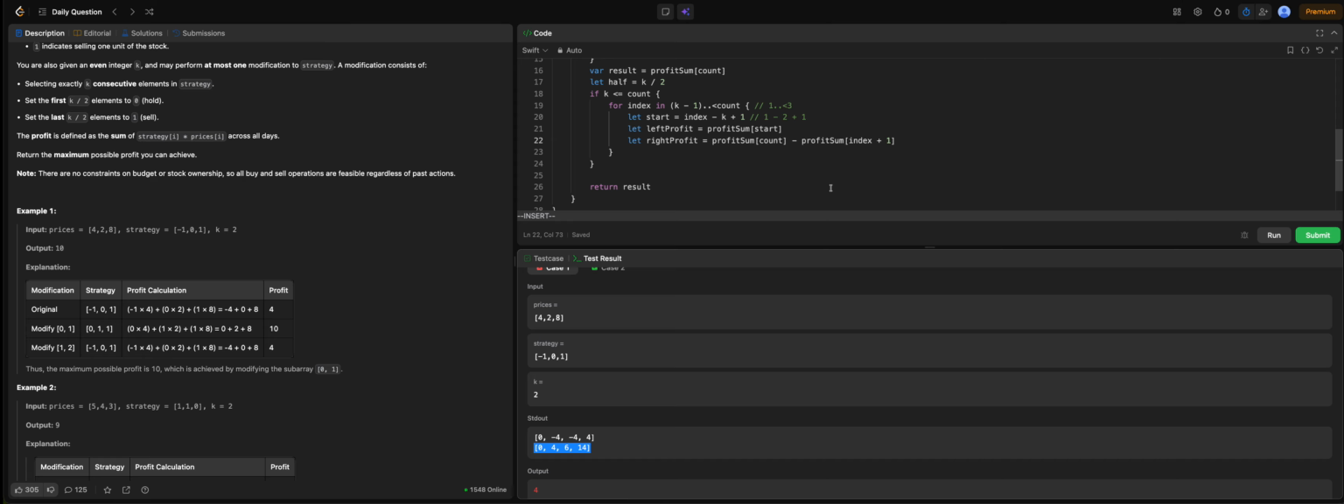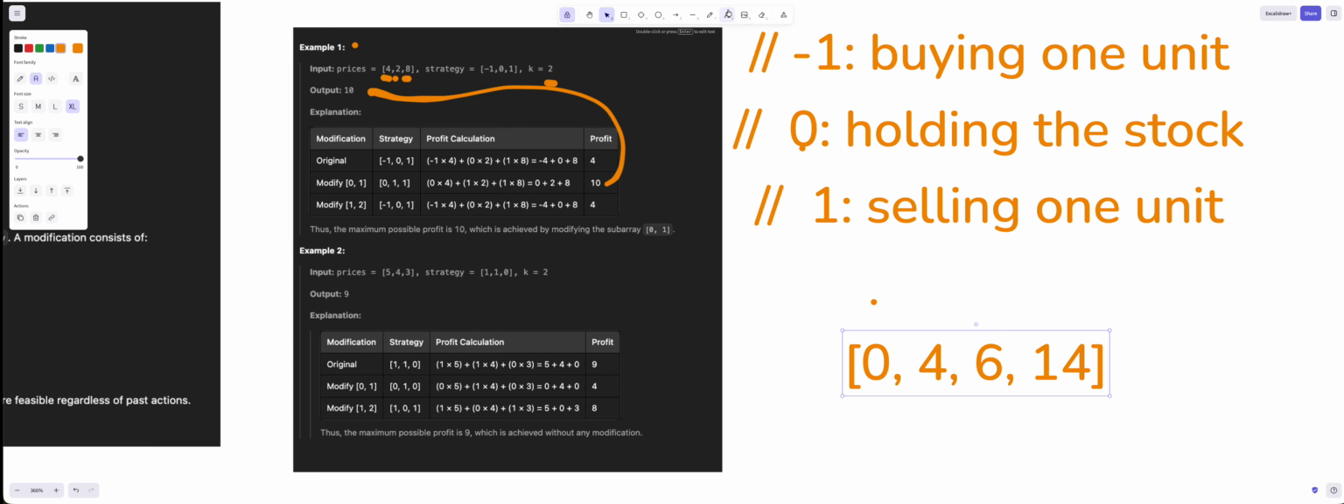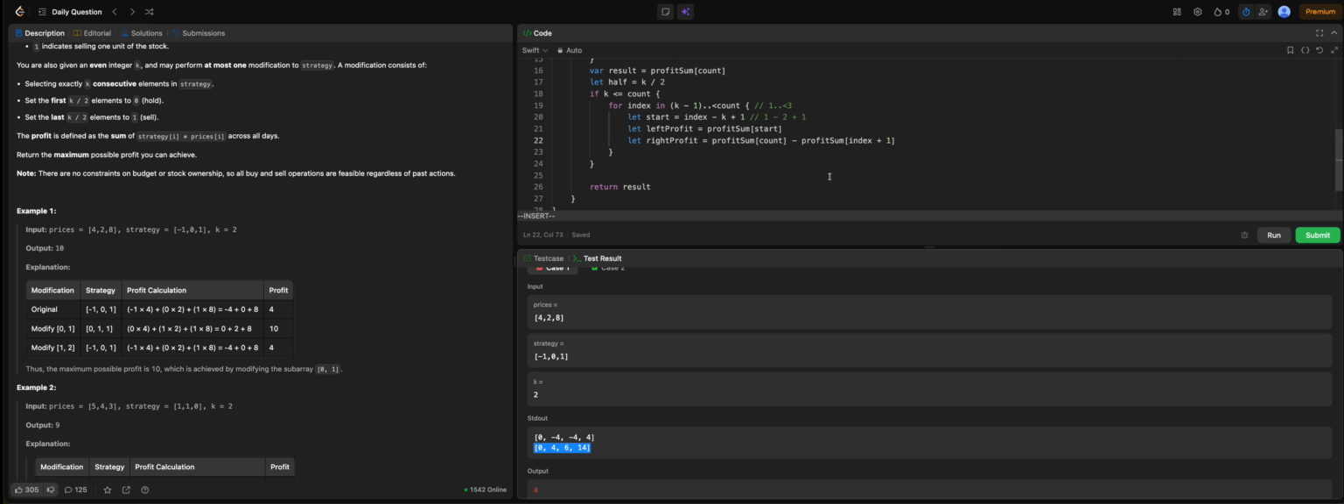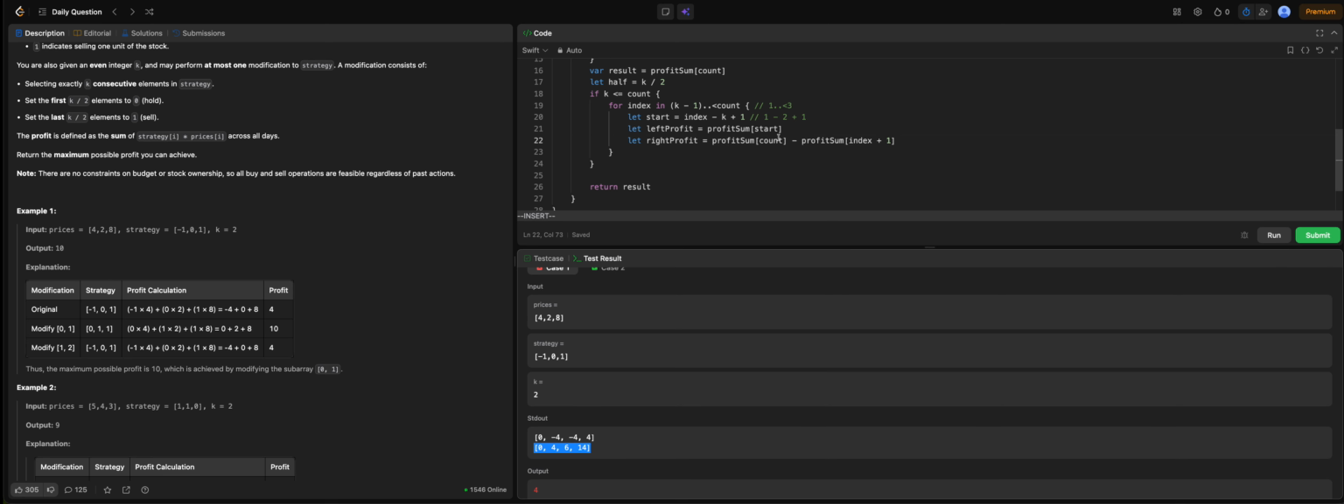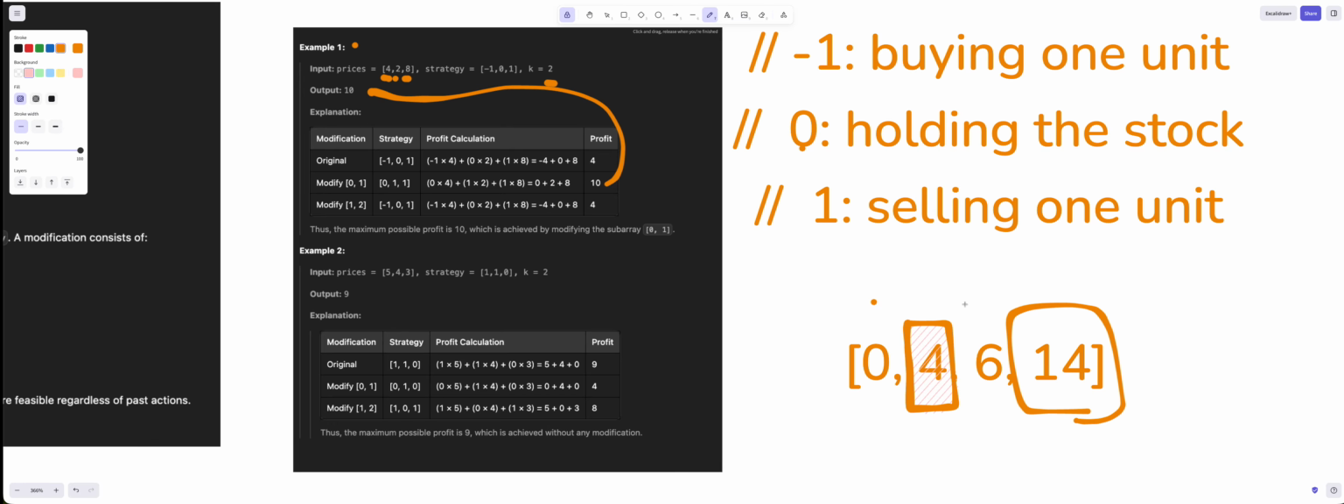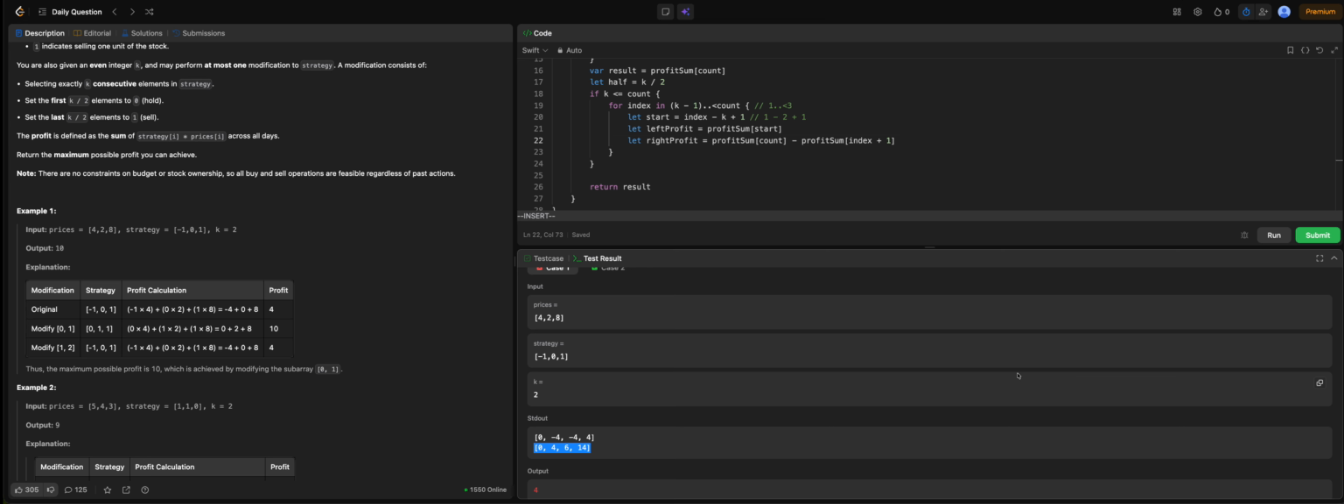Okay, let's call it here. And now what I'm doing is calculating this value by taking the profit sum at index plus 1. So our index plus 1 is here. Since our index is 0, index is 1 plus 2, sorry, so it's here. So it's 14 minus 6, which will be 8. So we are trying to revert back the original price of here. So that is the right profits before we do anything.